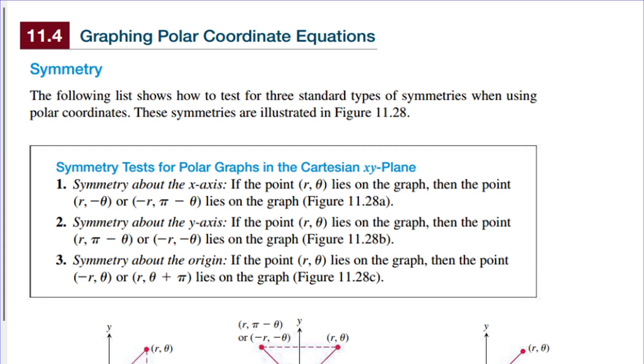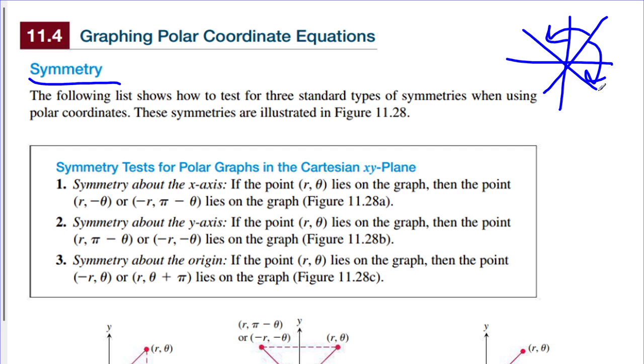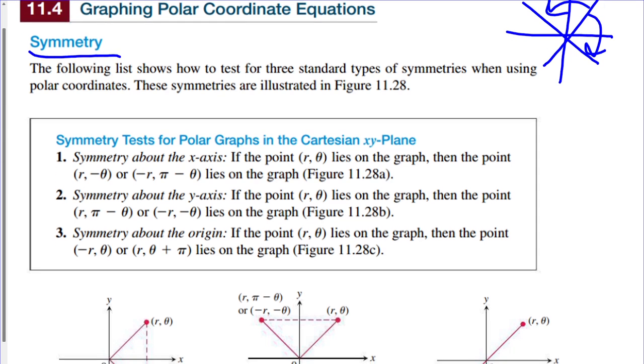The first topic the book introduces is symmetry in polar equations. Just as in the Cartesian coordinate plane, we have symmetry about the y-axis, over the x-axis, about the line y equals x and the line y equals negative x. We can also test for symmetry in polar equations. There are three tests for symmetry in the polar plane.